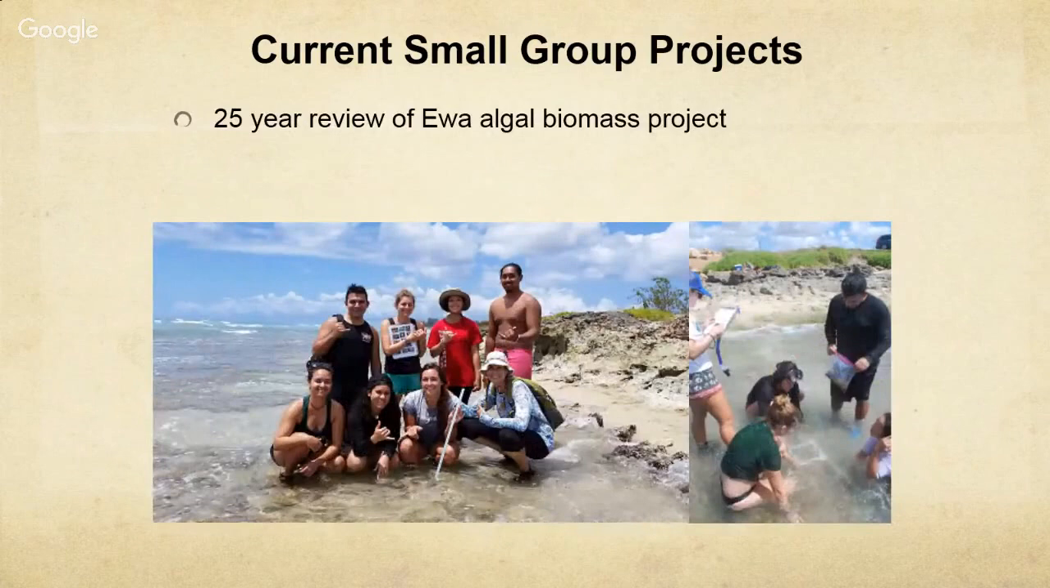Our second project I'm going to talk about is a 25-year review of this one method that was done at EVA 25 years ago. And it looked at the biomass of algae, and it turns out it's changed a ton in 25 years. This data is actually going to be presented by one of our researchers in February at ASLO, which is a big marine science conference.